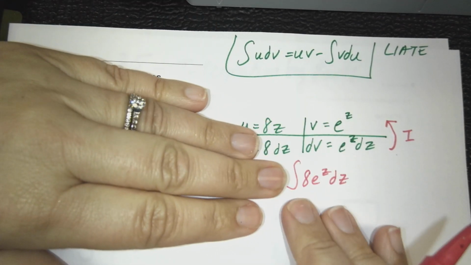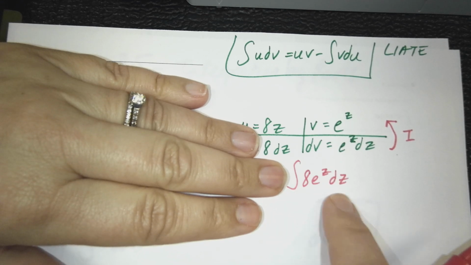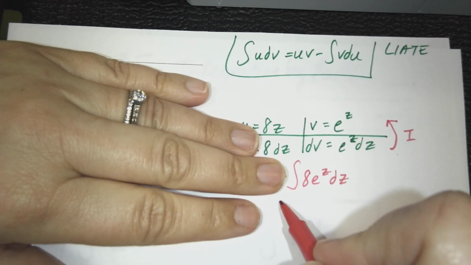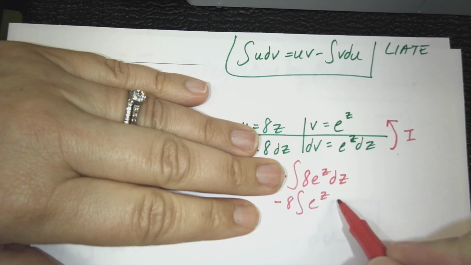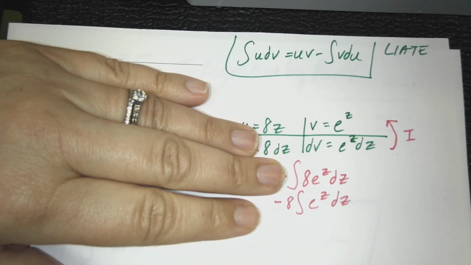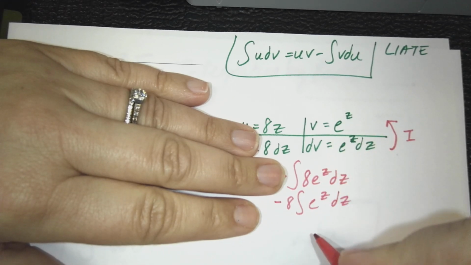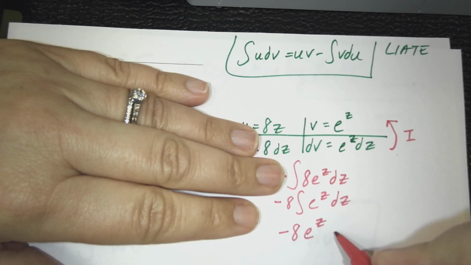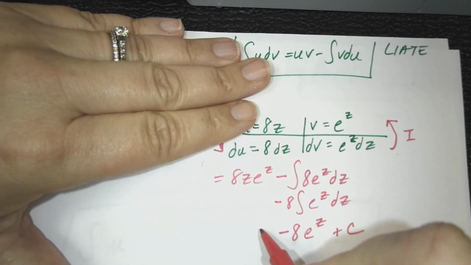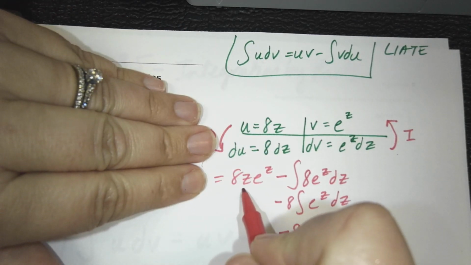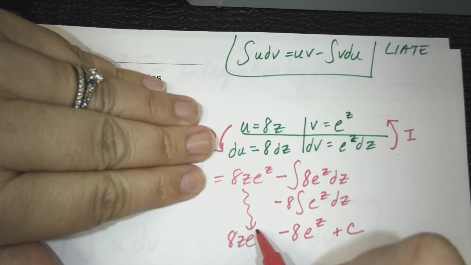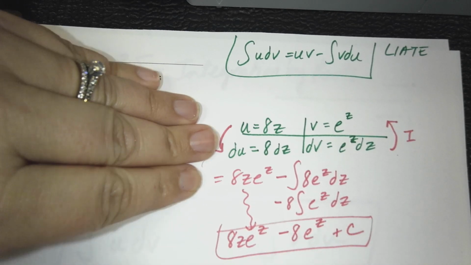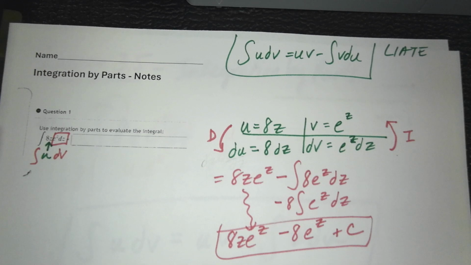So I'm going to cover this up. What do I do if I had this problem like a week ago? What would I do with that 8? I would pull the 8 outside. And what is the integral of e to the x, or in this case, e to the z? e to the z. That's 1 over. And then what do I always add at the end? Plus c. This part right here, you're just going to drop it down: 8z e to the z. My friends, that is the answer. And that table is happy.